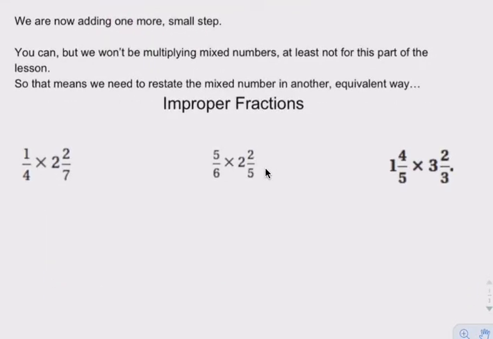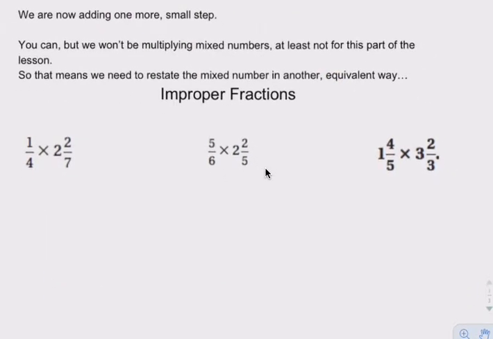So we're going to multiply mixed numbers. You can, but we won't be multiplying mixed numbers, at least not yet for this part of the lesson. So that means we need to restate our mixed numbers in another, equivalent way. The other way that we can state a mixed number is to find the improper fraction for that mixed number. Remember, the mixed number and the improper fraction are the same part of the whole, or more than one whole. They're the same fraction, the same number.